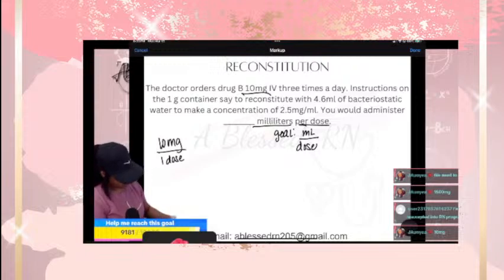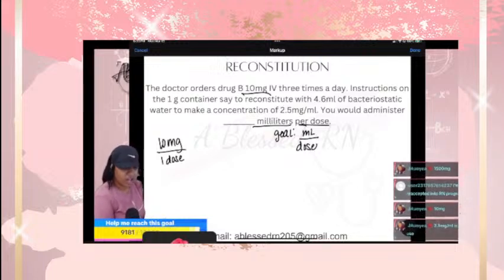Now, when you do reconstitution problems, okay, listen to me and you listen to me good. Concentrate on the concentration. Yes, yes, yes, ma'am. That is what you would use.